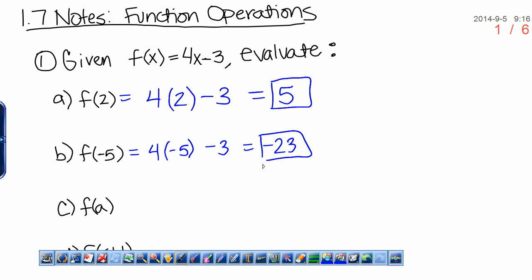All right. What do you think it would mean if I give you f of a? Plug in a for x. It's just like a number. Okay? So f of a just means where you see x, go ahead and put an a. So 4a minus 3.